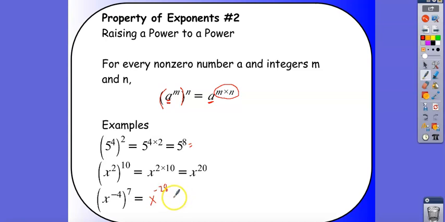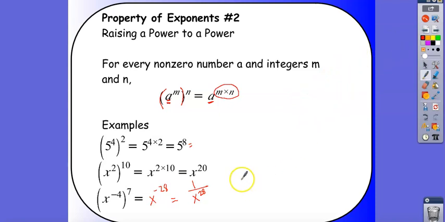Can you have a negative exponent? No. Use that upstairs, downstairs rule. It's an x to the positive 28. That's how you can combine the properties.